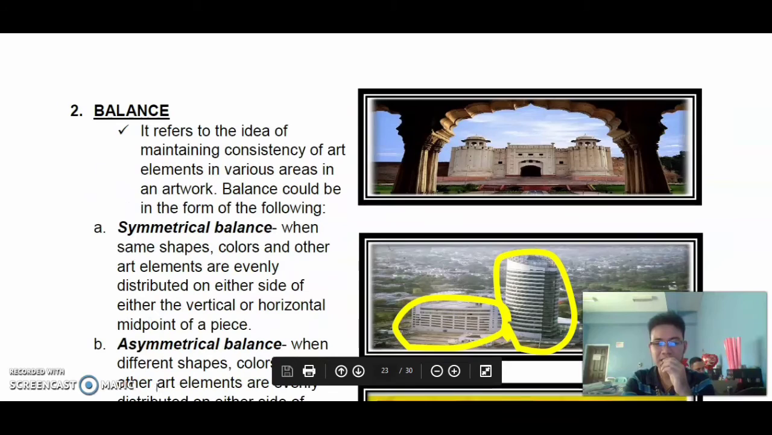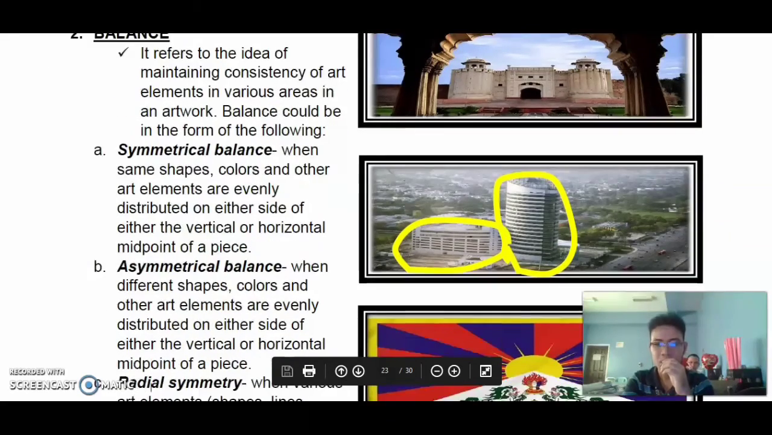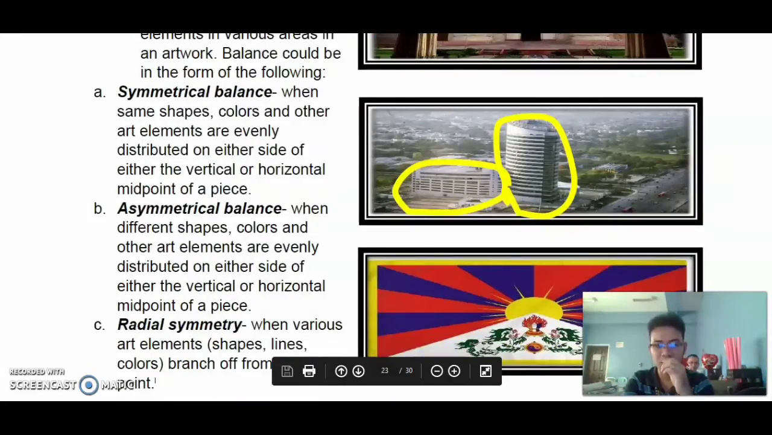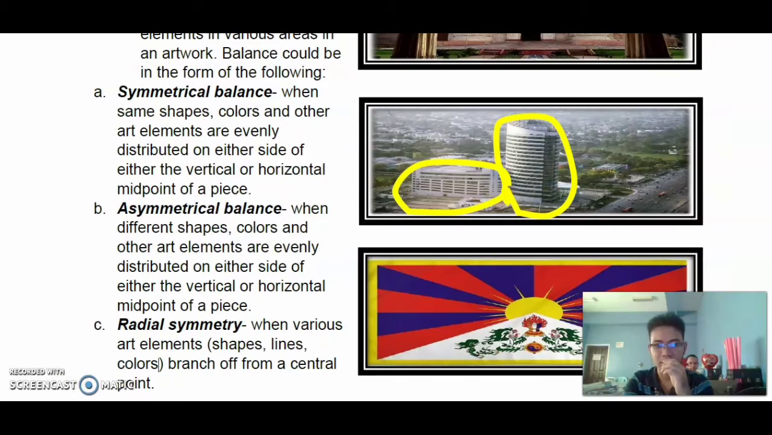The second classification of balance is asymmetrical balance. Asymmetrical balance is when different shapes or colors and other art elements are evenly distributed on either side of either the vertical or horizontal midpoint of a piece. I encircled this one and this building. We have this building in a landscape orientation, and we have this one in a vertical form.